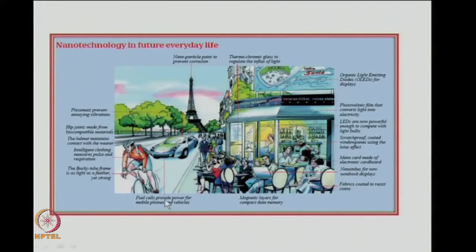You can have fuel cells to provide the battery or power to vehicles, and that is a very important area of research for mobile phones, vehicles and the spacecraft industry. You can have very efficient magnetic storing devices made of nanomaterials. So, in everyday life it is predicted that nanotechnology will be there in the future, and all of us have to know a little bit about nanoscience and nanotechnology to be able to use them in our daily lives.